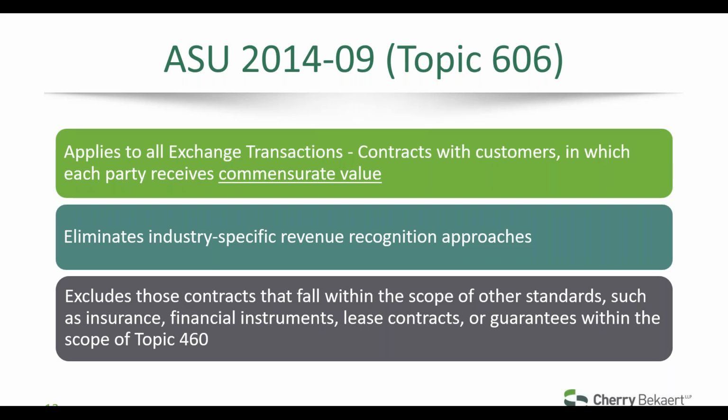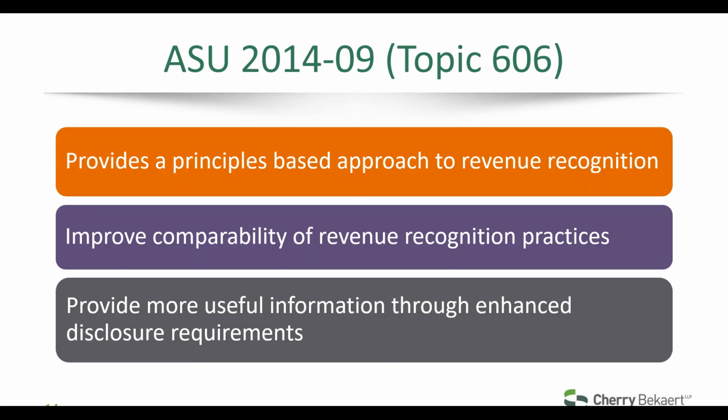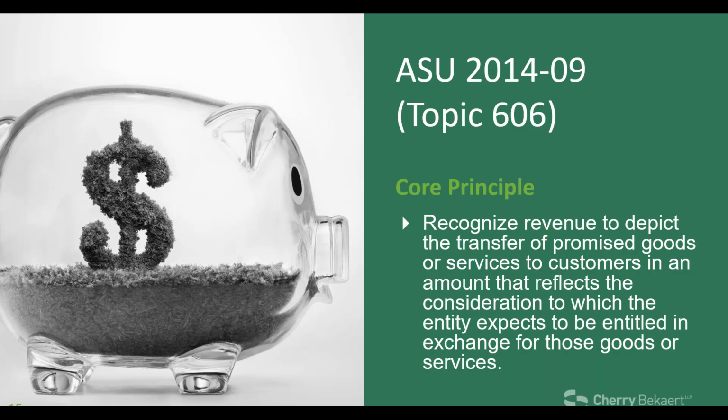Topic 606 does eliminate industry-specific revenue recognition approaches. It does exclude financial instruments, insurance, lease contracts, and guarantees. So those are specifically excluded. Those things don't have to follow Topic 606. Topic 606 provides more of a principle-based approach to revenue recognition, and the intent of the FASB was that 606 would improve comparability of revenue recognition practices between entities and provide more useful information through enhanced disclosure requirements. So that was the intent of Topic 606.